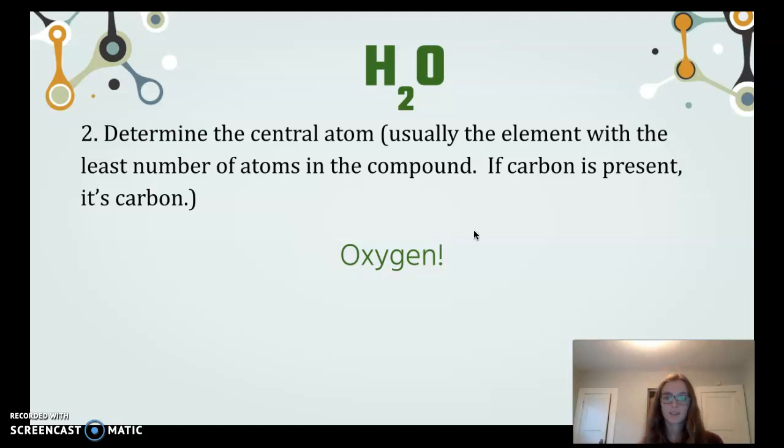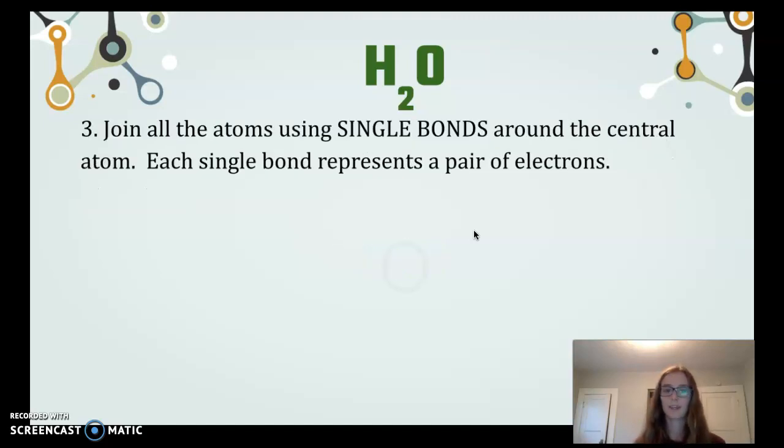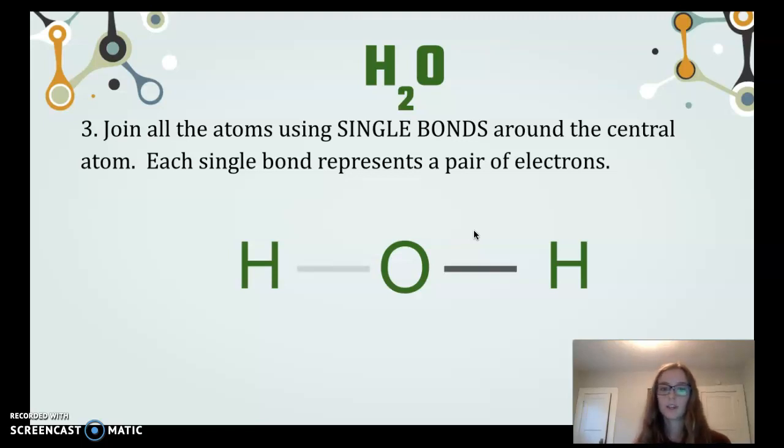I know that oxygen is going to be my central atom because it is the element with the least amount of atoms in it. So I have 2 hydrogens but only 1 oxygen, so oxygen is going to be my central atom. Next, I join all the atoms using single bonds. So I know I'm going to have 2 hydrogen and 1 oxygen. So then I add those with single bonds. So that's step 3 is done.